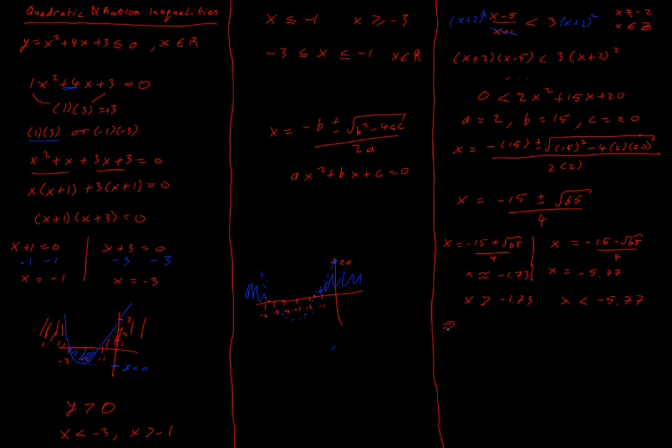So therefore, because x is an element of Z, I'm going to need to change this situation here, and I'm going to be looking for where x, what's the next value of x that is greater than minus 1.73? It's going to be minus 1. So x is going to be greater than minus 1, and x is going to be less than minus 6. So that is going to be the restrictions that I've got.